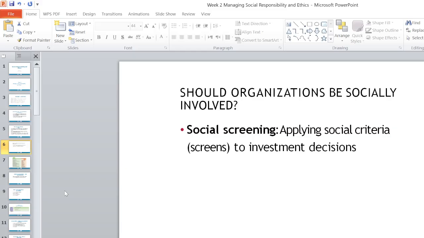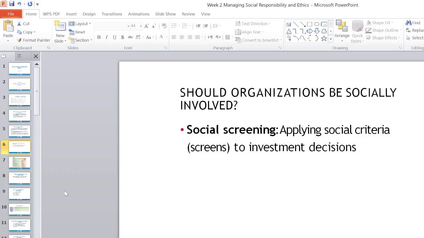So, should organizations be socially involved? This is a question for you. Basically, do you think that organizations have an obligation, or that they should be socially involved in paying back to the community and the society that they are conducting business in?